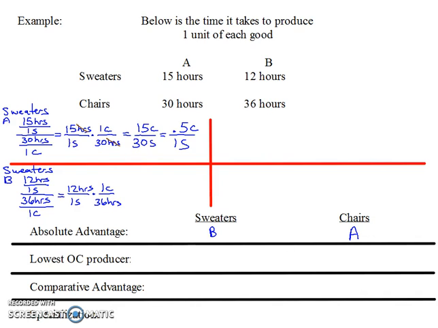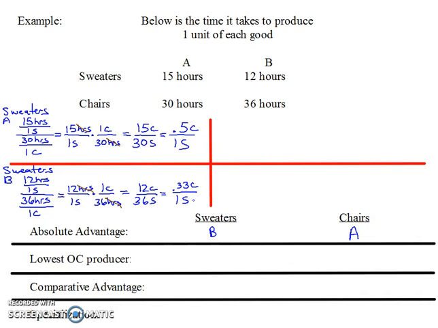And then, just like we did up top, we're going to cross out the hours. Hours are going to disappear. So I'm going to end up with 12 chairs divided by 36 sweaters. That's 12 divided by 36, which is 0.33 chairs over one sweater.